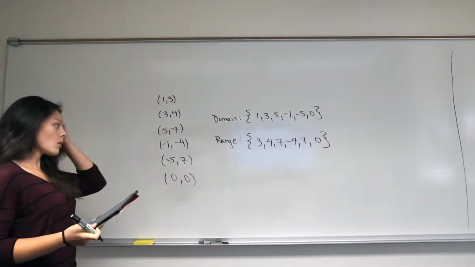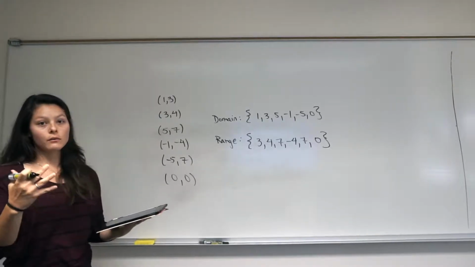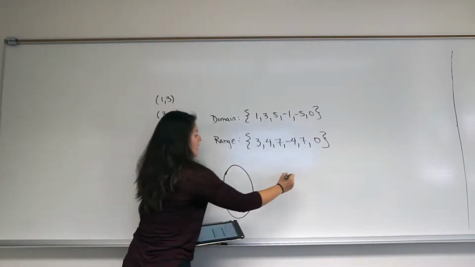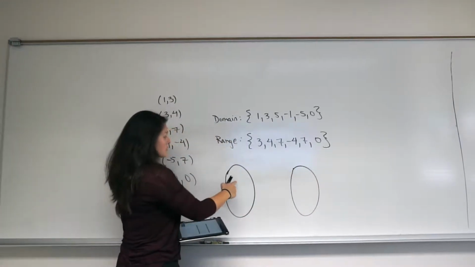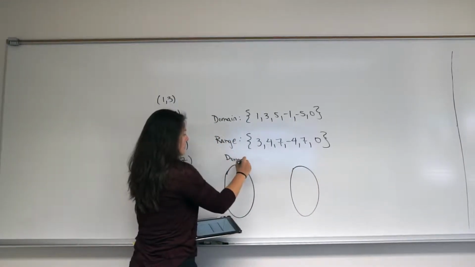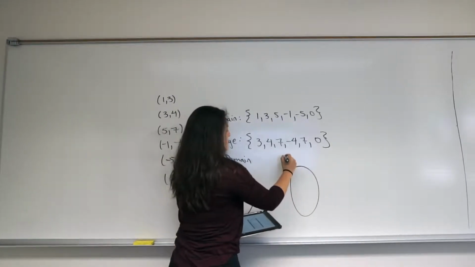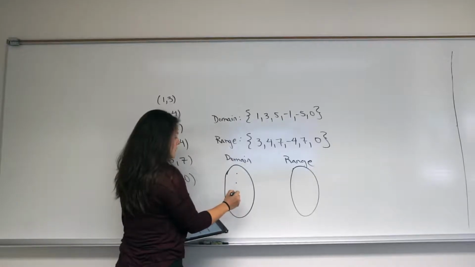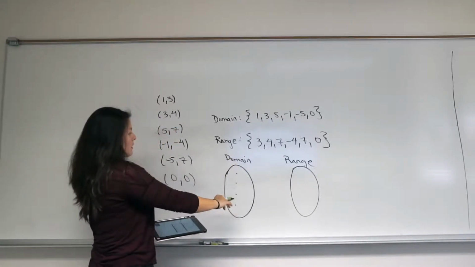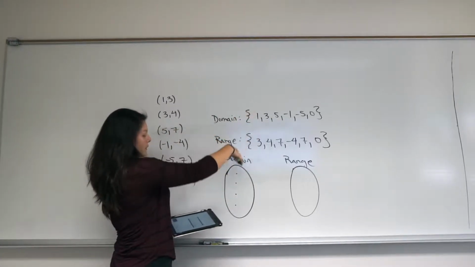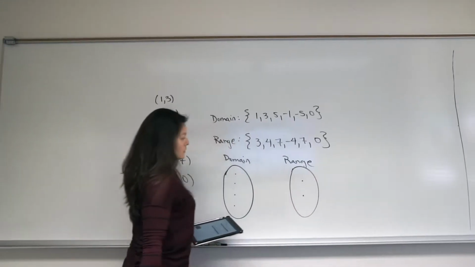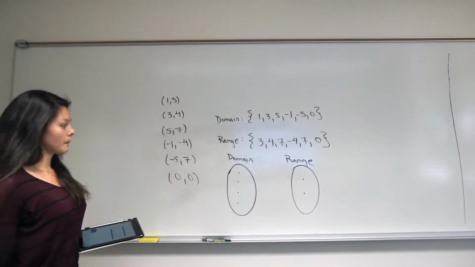Okay, now pictorially we can think about domain and range as this. Let's say I have 2 ellipses. This one will represent the domain, and this one will represent the range. And let's say I have elements in my domain. Now we're talking about elements that maybe aren't numbers. Okay, and let's say we have 2 elements in the range there.